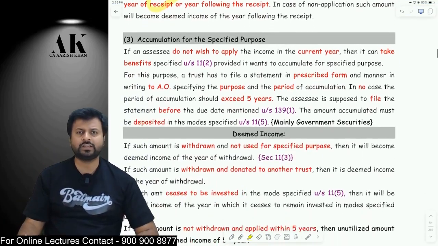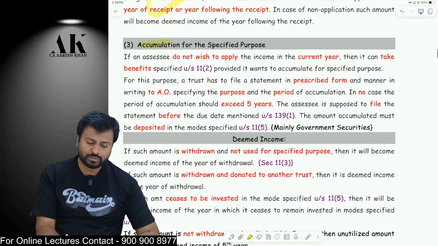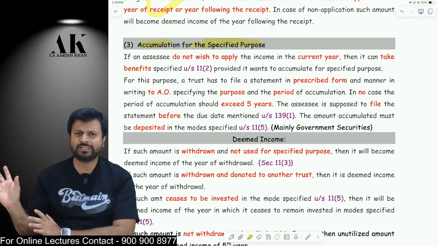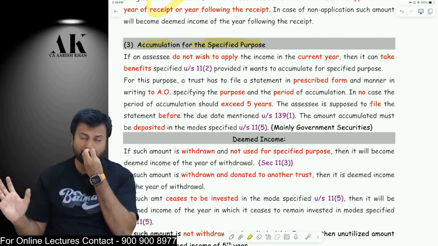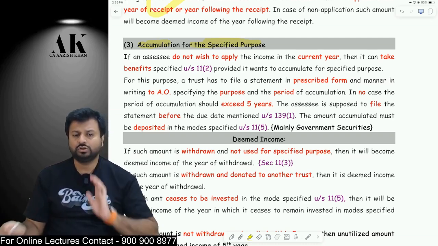The third one is a very genuine reason. You are not able to apply, you do not want to apply because you want to accumulate for a specified purpose. I have 10 lakh rupees income, I have it in my bank account, but I don't want to apply in the current year because I want to accumulate for a larger purpose. Then what shall I do? You should do the following things.